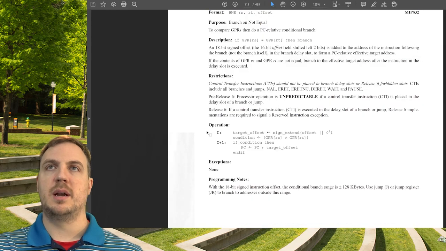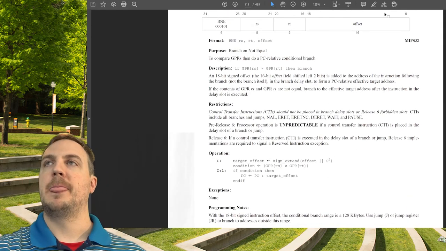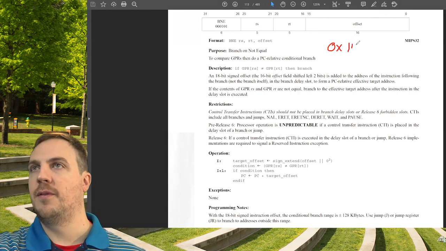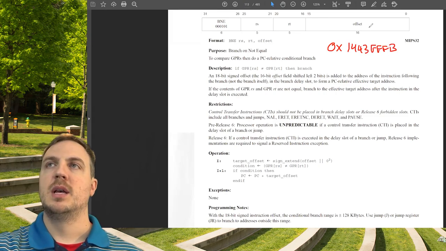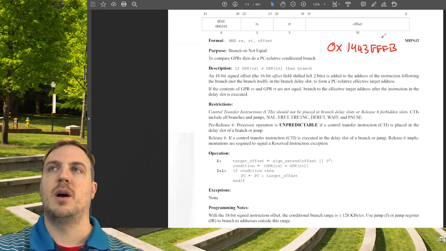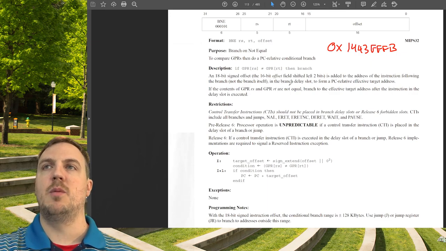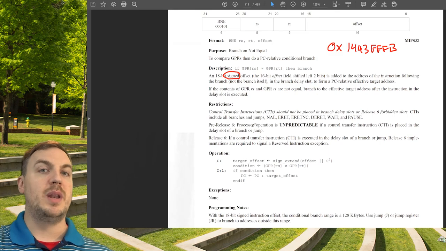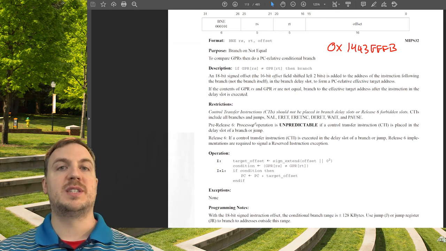Okay, we can see there's the branch not equal instruction, and now we can redraw our number. So our number, once again, is going to be 0x1443FFFB, okay? So we know the offset is 16 bits. 16 bits is also 4 hex digits, so we know our offset is over here. Now, looking at the FFFB, we can see that it is, in fact, a signed offset. We know that it's going to be an 18-bit signed offset, but the actual instruction stores 16 bits.